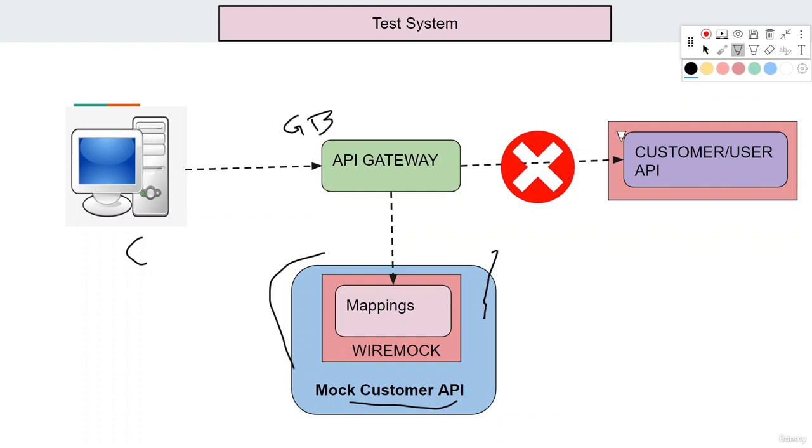Why is there now no role of this customer user API? Because all the transactions which are flowing from here to here are already mocked using Wiremock, right? And when these transactions are mocked, then the connection from the API gateway to the real API is no more required. This is only true in case you are mocking the whole API, right?